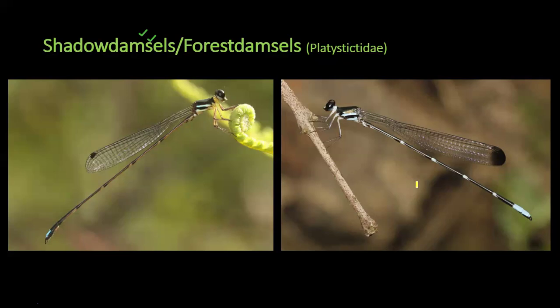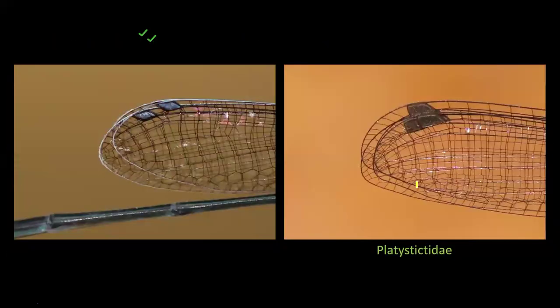So they are not very colorful. They don't have different color patterns and things like that. So you have to rely on the details. The key character that separates them from other damselflies is this particular wing shape. If you look at this Platystictidae wing, there's a kind of a bend. The wing is bent on the ventral side of the tip, so that is the character they use to taxonomically separate this from other damselfly groups.